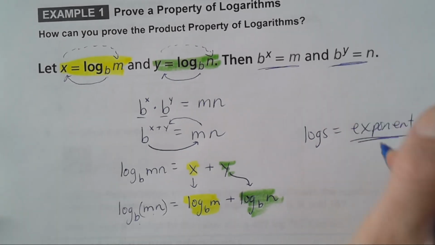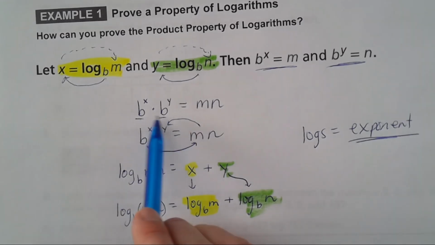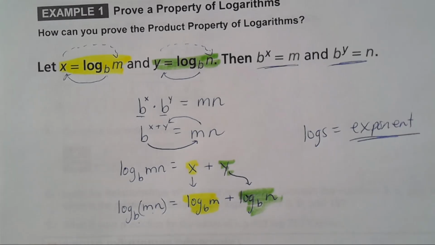So if I am multiplying two things of the same base, right? Same base, we're multiplying. What do we do with our exponents? We add them. Okay, so you can imagine, right, all the other properties are going to fall from this. Okay.